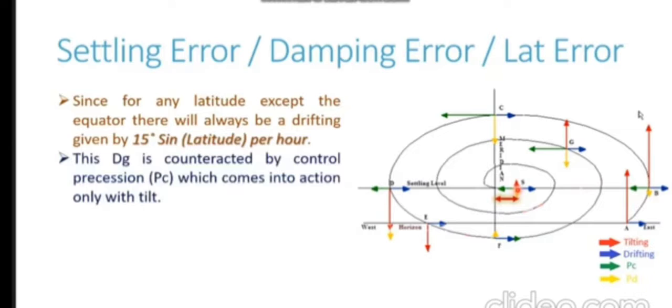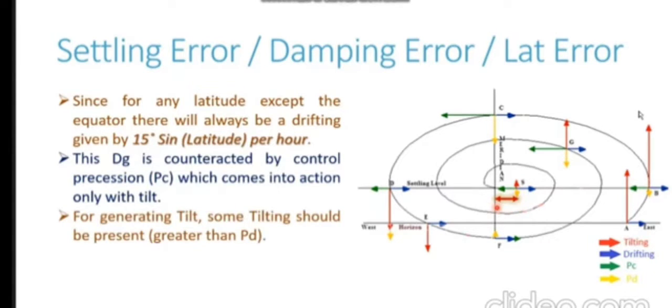Now this difference represented by the maroon color double arrow in the diagram, this particular difference between the meridian and the position where the gyro compass settles, is our first error, the settling error, damping error, or latitude error. Now let's try to understand the cause of this damping error.